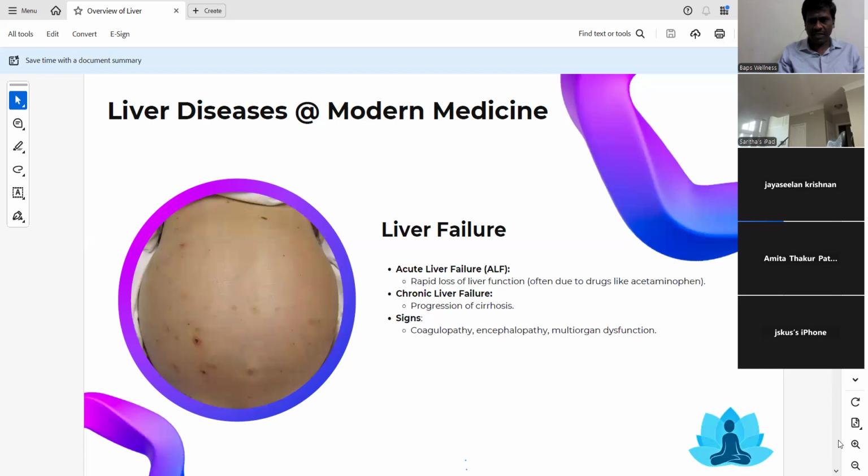the hepatocytes. In this picture, this is ascites, the accumulation of liquid in the abdomen. So, liver failure.